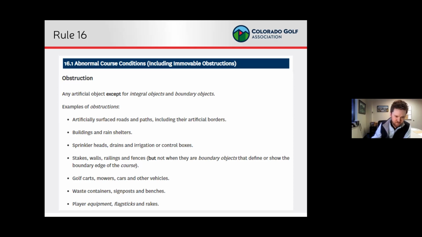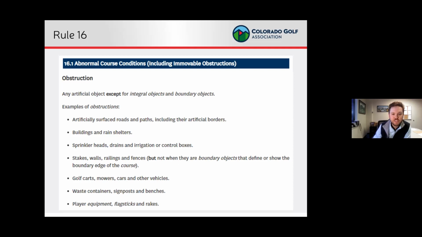But again, here's some examples of obstructions. It says stakes, that could be a penalty area stake. Typically, those are going to be movable. If you have a red stake near your ball, you can move that, unless you can't, because sometimes those stakes are cemented into the ground, in which case they might be immovable obstructions because you can't move those. So, a little fluid here, but typically it fits nicely into either you can or you can't move it.